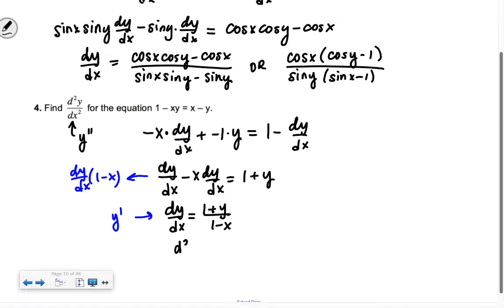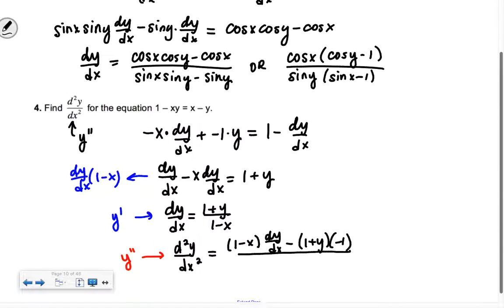So I'm going to do d2y over dx squared, or if you don't want to write that, just write y double prime. Same thing. And what do I use? The answer from the last one, what rule? The quotient rule. So I do low d high is dy over dx minus high 1 plus y. D low is negative 1 all over the square of what's below, 1 minus x squared. The derivative of 1 minus x is negative 1. So the derivative of negative x is negative 1. It's the d low.